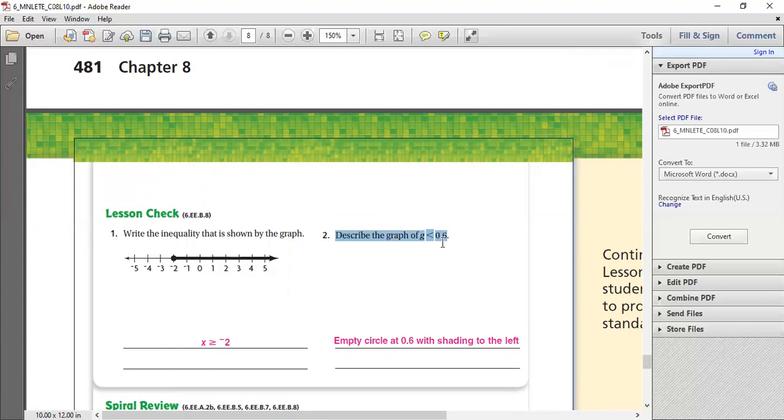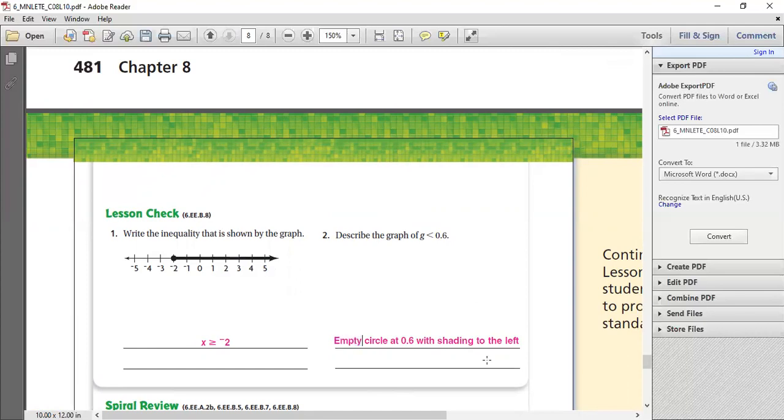So what they want you to do is they just want you to explain how to draw this graph. That's all. What you will do, you will draw a circle on 0.6. Now, is that circle empty or colored? It's going to be an empty one because there is no equal sign. So empty circle at 0.6 with shading to the left. It goes to the left.